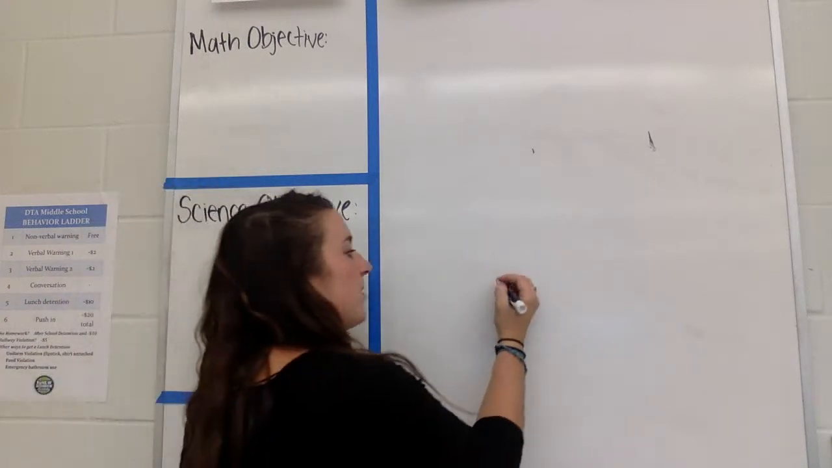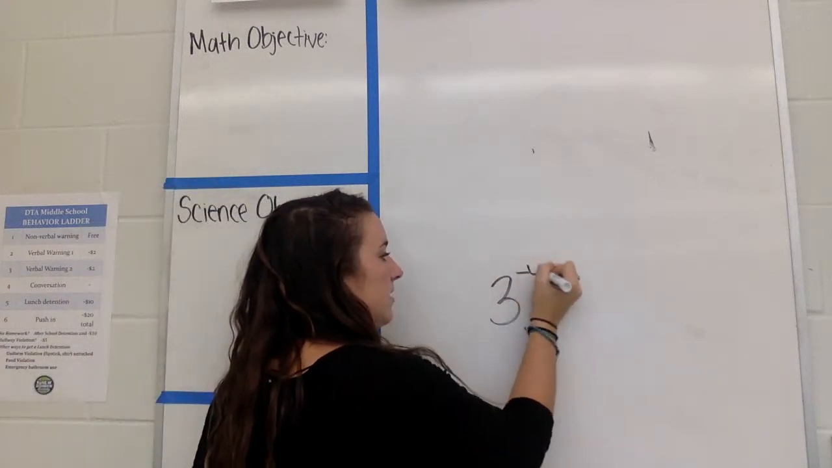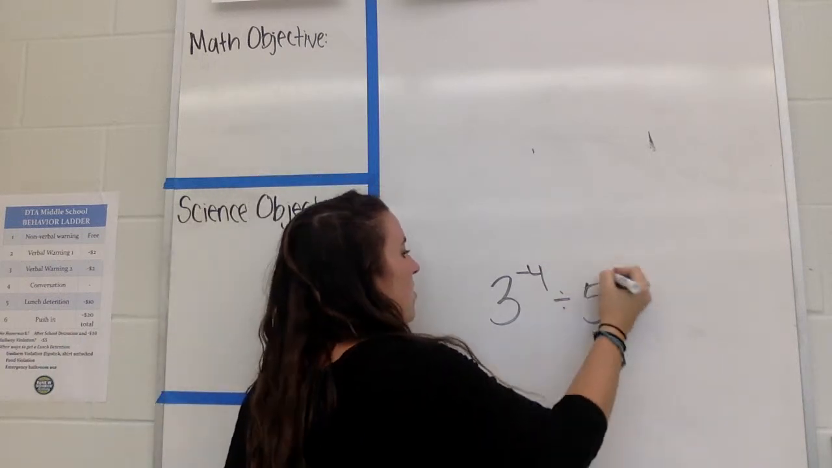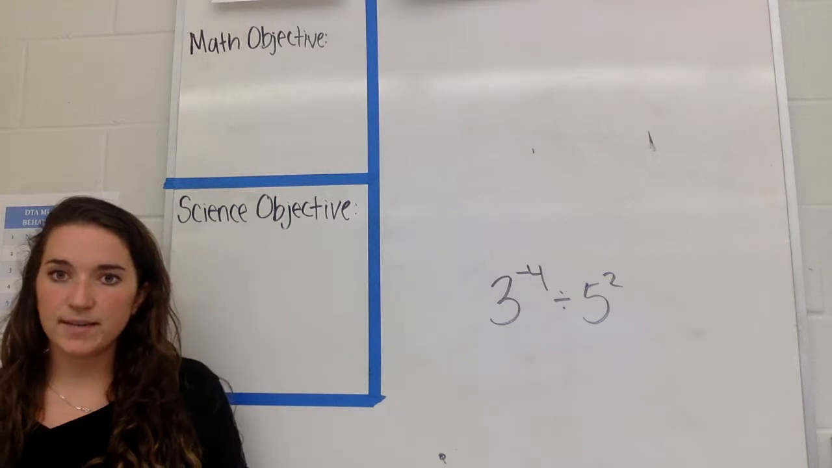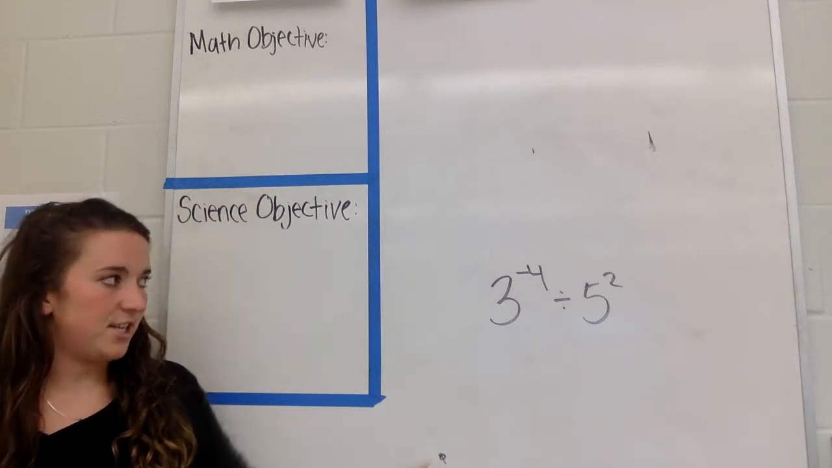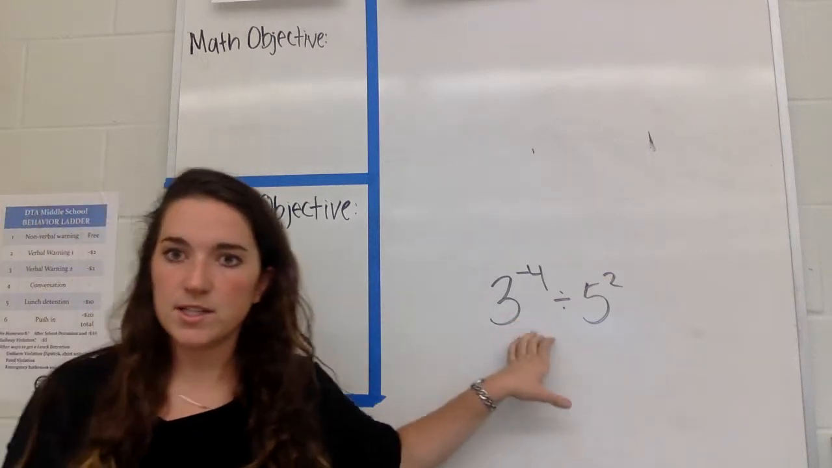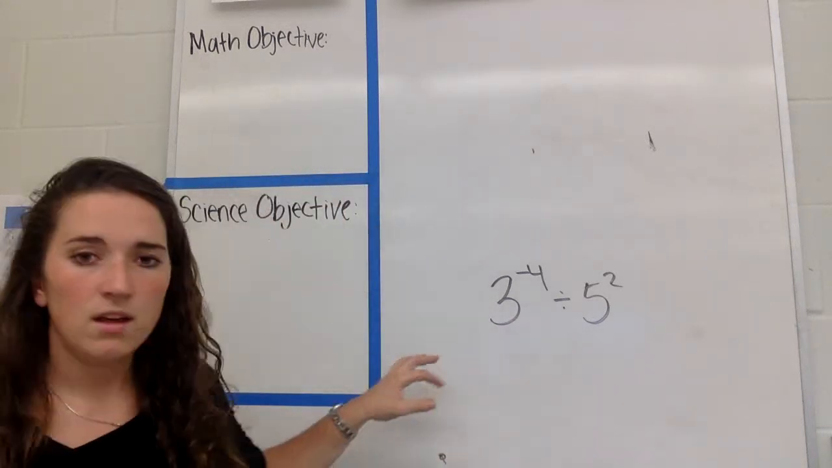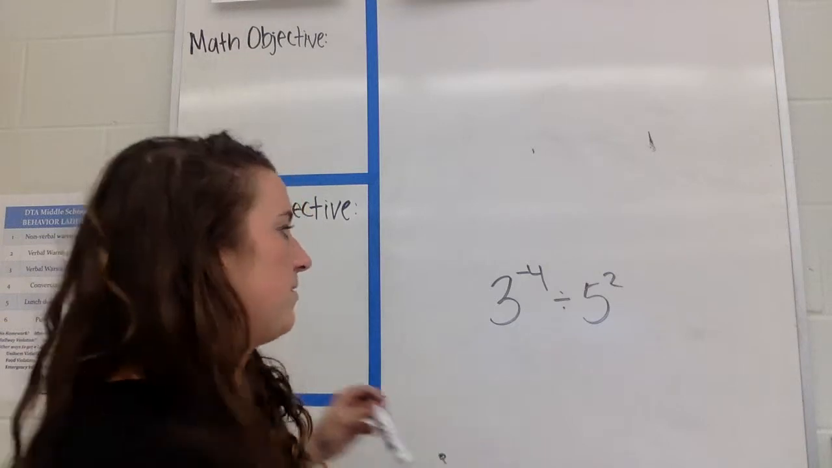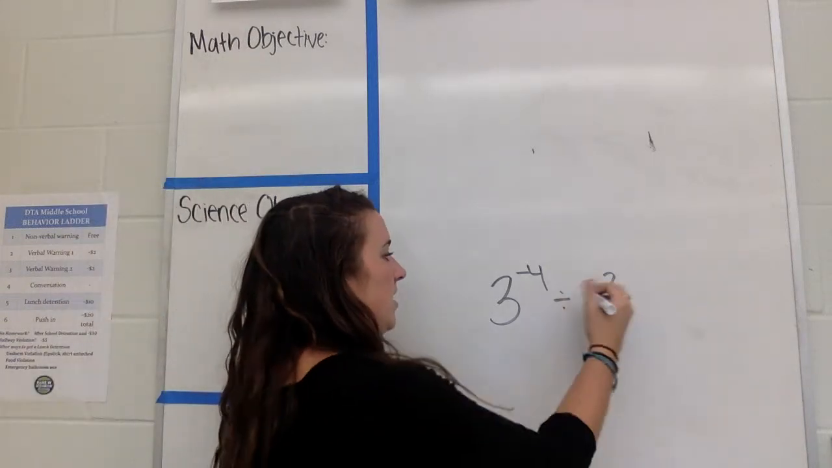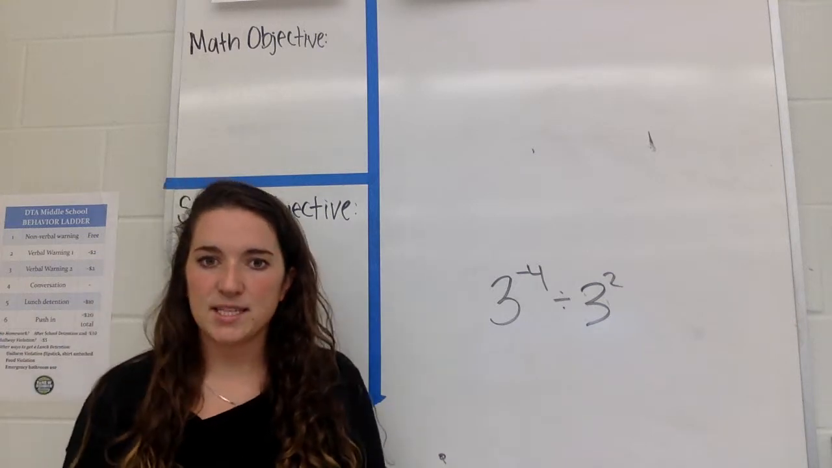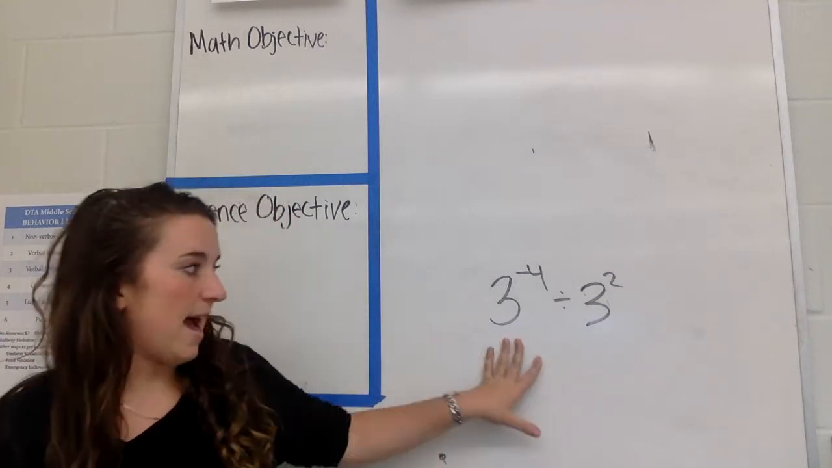I have 3 to the negative 4th power divided by 5 squared. What operation am I doing? Right, division. So which rule am I going to use? Yeah, I'm going to use the quotient rule. I'm sorry, this says 3 to the negative 4th divided by 3 squared. So the quotient rule tells me I'll do what with my exponents? I'm going to subtract them.